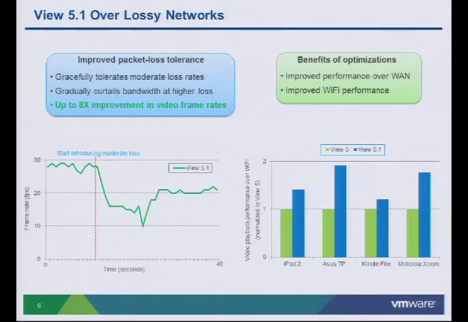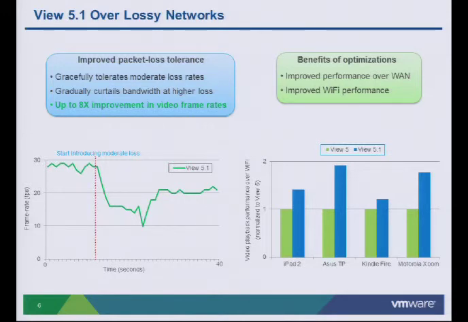Previously, if we saw loss, we tended to equate that to congestion. And so we'd back down the frame rate, we'd back down the bandwidth, which is the correct thing to do if you think about it. If you've got a bunch of PCoIP sessions sharing a bandwidth-constrained link, you don't want them to be fighting for bandwidth. You want them to be good citizens.